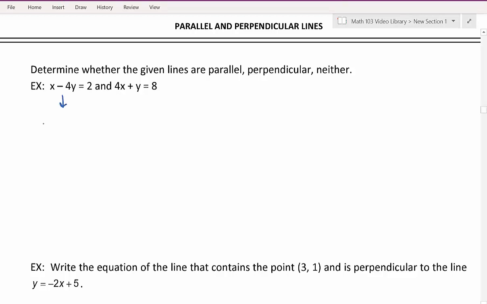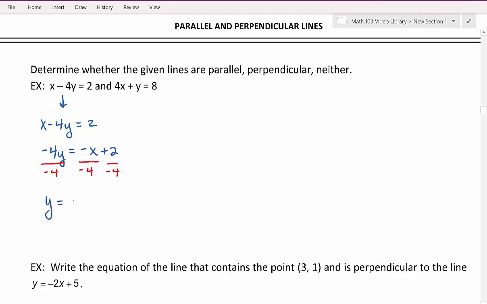Starting with our first equation, we need to isolate the y. We'll subtract x from both sides. Negative 4y equals negative x plus 2. Next, we divide by negative 4. And you want to be sure to divide each term individually when you're doing this, rather than one big negative x plus 2 divided by negative 4. You don't want to do that.